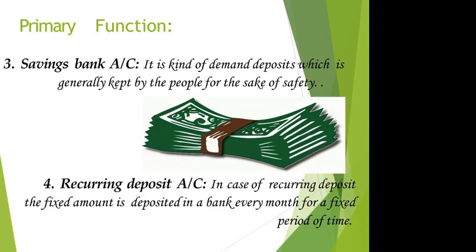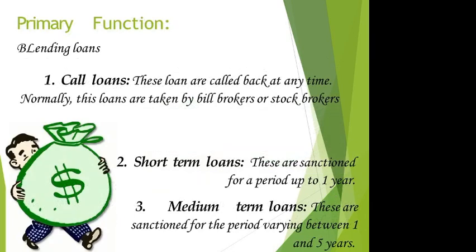Next is recurring deposit. In case of a recurring deposit, a fixed amount is deposited in a bank every month for a fixed period of time. Say for example, a person can deposit rupees 200 every month in a recurring deposit account for say 5 years. So for 5 years, every month the person will deposit 200. After 5 years, on maturity, a bulk amount will be given to that person along with the interest by the bank.